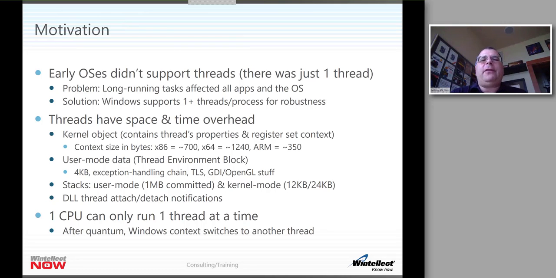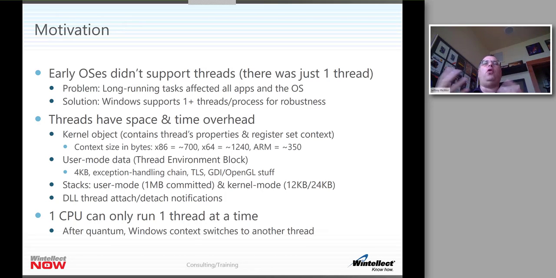And so threads were really added to the operating system for robustness reasons, so that each application would now get its own thread, and the operating system would time switch, context switch between those different threads. And if one application went into an infinite loop, it really meant that its thread was in an infinite loop, but other applications were able to make forward progress.